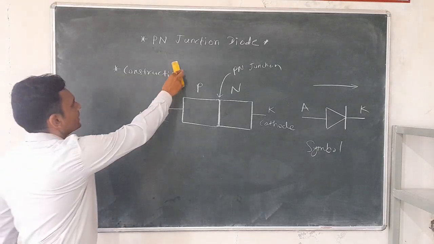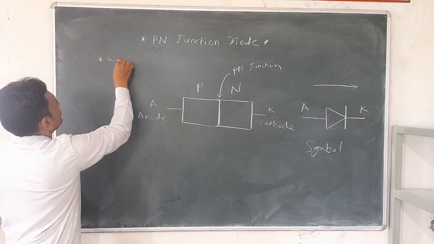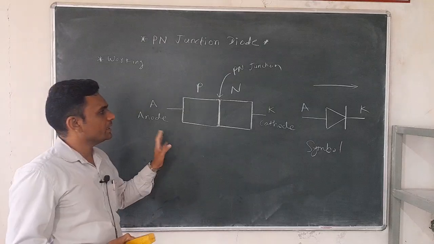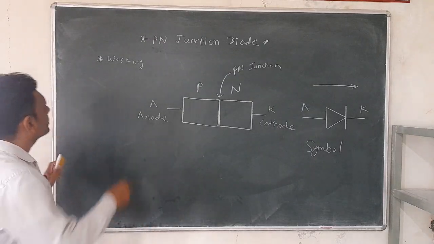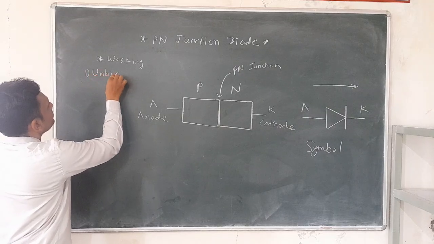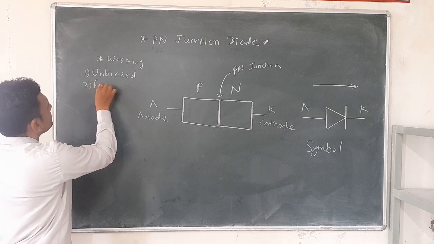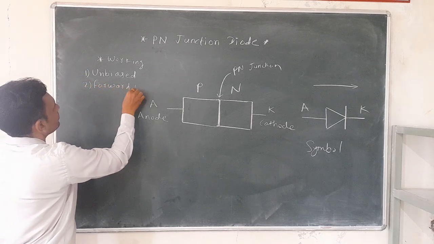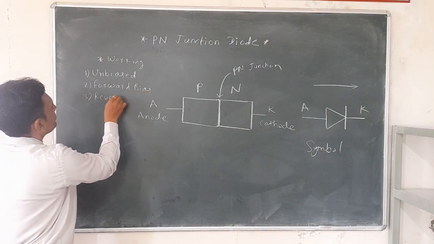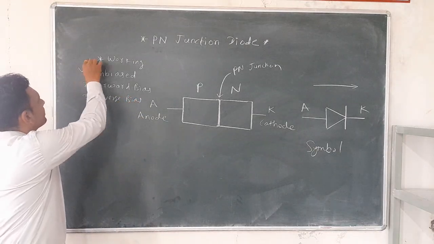Now next is the working of this PN junction diode. To explain the working of this PN junction diode, consider three conditions: first unbiased condition, second forward biased, and third reverse bias. Starting with the unbiased condition.